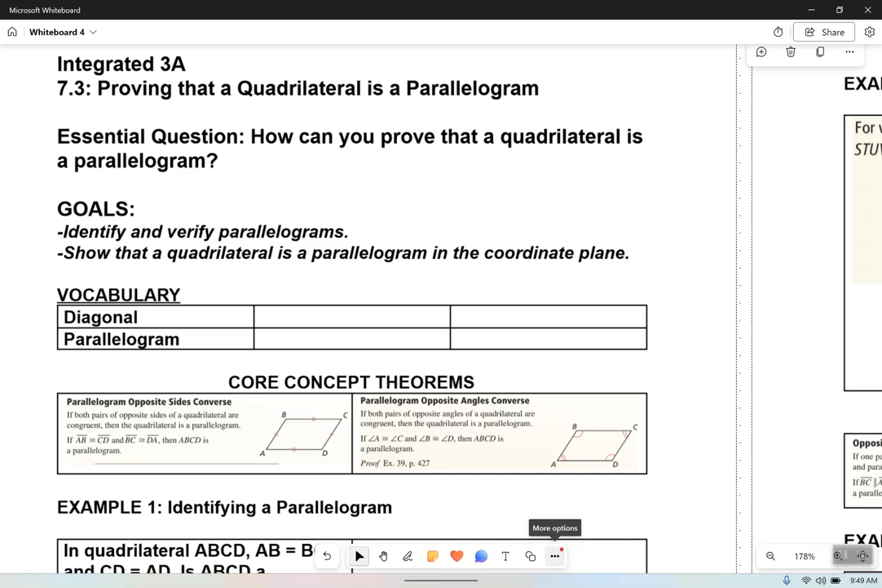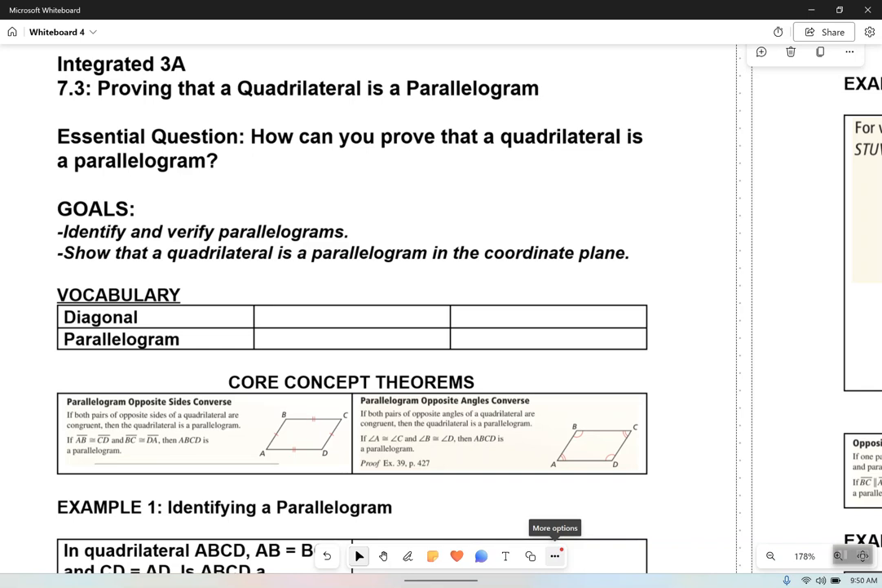But kids, here's the deal. If you have a parallelogram, you tell me opposite sides are parallel and opposite sides are the same length. And we're going to start looking at some converses of some of that stuff, which means kind of working backwards, and we'll see what that looks like in some of these core concept theorems down here.